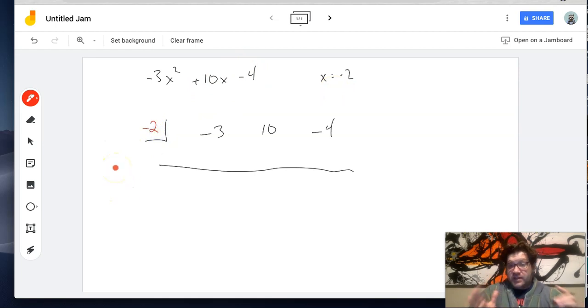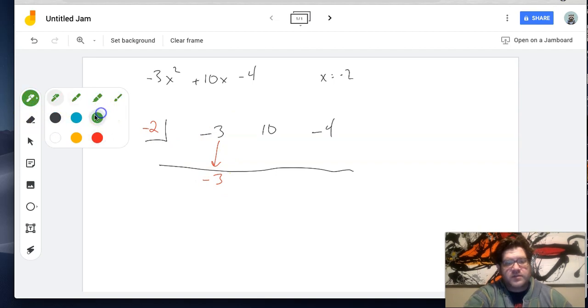Okay, so here's how synthetic division works. It's a simple algorithm. The first thing I do is take this first number and drop it like it's hot. I take this negative 3 and put it right there. You always do that on every single problem. You always take that first number and drop it down. Okay, now comes the actual algorithm. You take this negative 2 and multiply it by negative 3. Negative 2 times negative 3 is positive 6, and I'm going to write it underneath the next number.